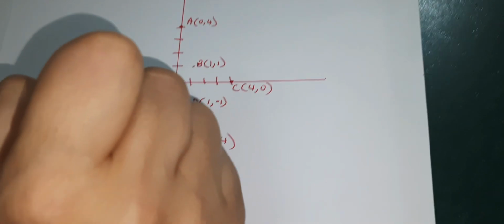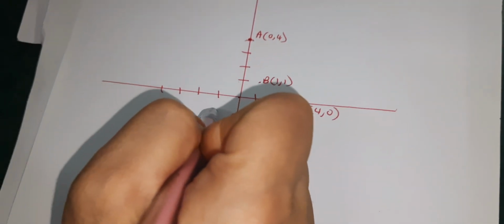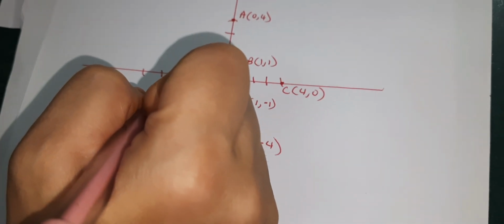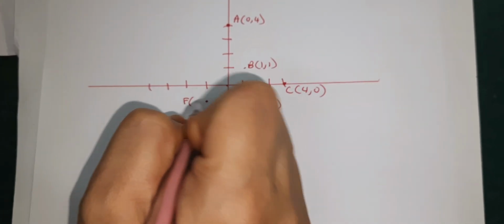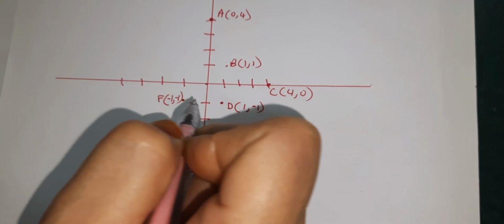And what else do they want to reflect? Reflect B through the origin. If we reflect in the origin, both X and Y will change signs. And what do they call this? Call this F. Name it F. So we'll name this F, and it will be minus 1, minus 1.